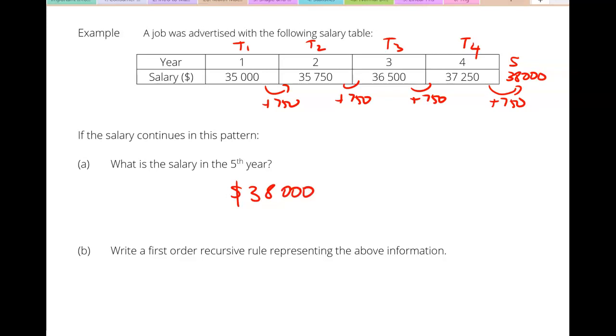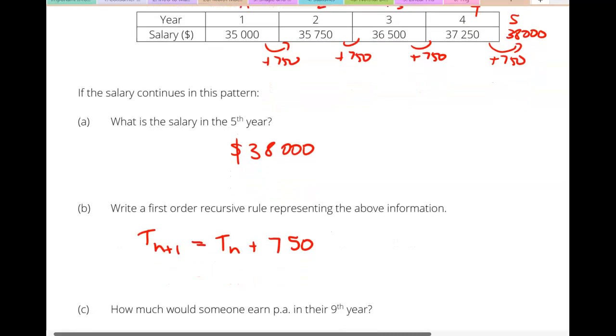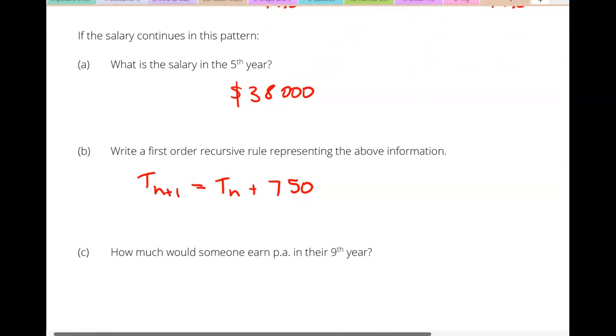The first order recursive rule representing this information. In other words, just give me the recursive rule, don't worry about that fancy terminology. Remember, to get the next term, Tn plus 1, what are we doing? We are adding 750. What's missing here? Yes, T1.